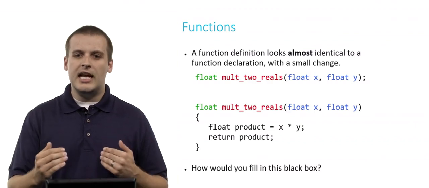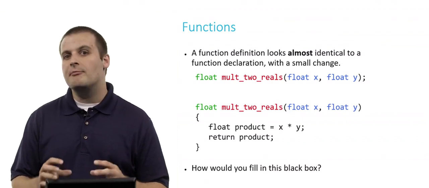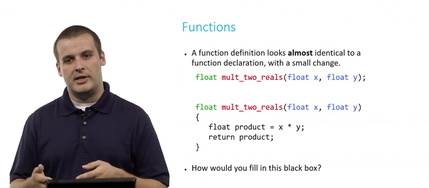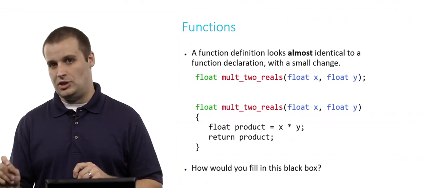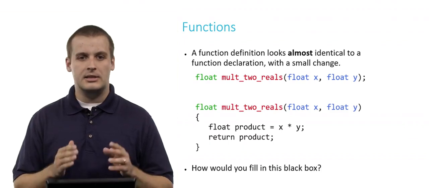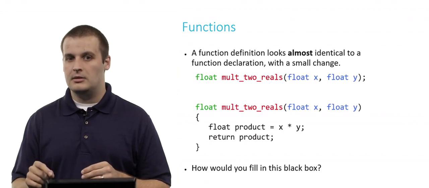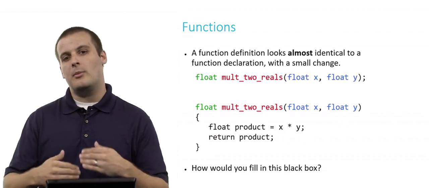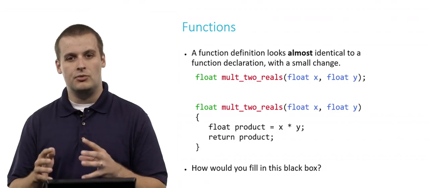Now, the beginning of a function definition looks almost exactly the same as a function declaration. And I have both of them here. At the top is the function declaration. Type, name, comma separated argument list, semicolon. The semicolon indicates that that is a function declaration. The beginning of the function definition looks almost exactly the same. Type, name, comma separated argument list, no semicolon, open curly brace. The open curly brace, just as we've been doing with main, means that we are now beginning to define what happens inside the black box that we have decided to call mult2reals.